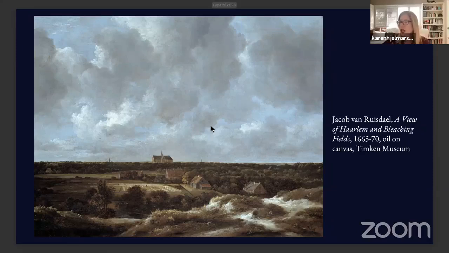When we go to the Dutch artists, and I'm going to focus on another painting in the Timken, this view of Haarlem and the bleaching fields by none other than Jacob van Ruysdael. Jacob van Ruysdael came from Haarlem. He documents a lot of Haarlem, which is just outside of Holland's great city of Amsterdam. In the 17th century, Holland was the strongest country in Europe. We've had the Protestant Reformation. Holland and Belgium are bifurcated. Amsterdam becomes a prominent city away from Antwerp in Belgium.